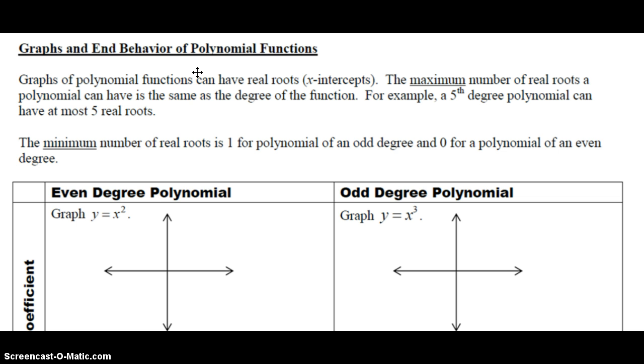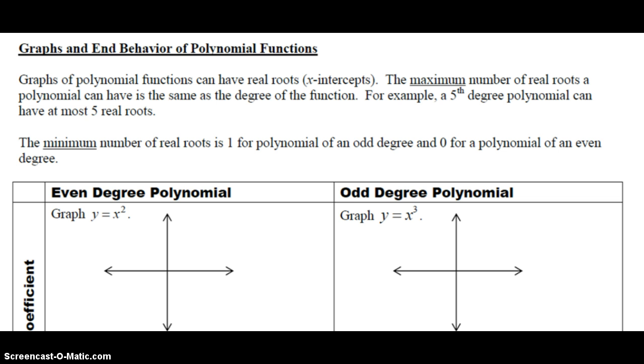Behavior of functions refers to a lot of different things all grouped together, but just like we saw with quadratic functions, if it had a negative leading coefficient, it was downward facing. If it had a positive leading coefficient, it was upward facing. So that's an idea of what we're going to be talking about in terms of behavior. In this case, we're talking about graphs and end behavior of polynomial functions.